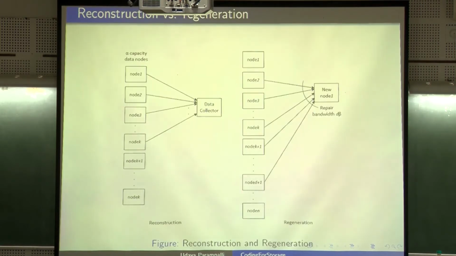So this is the kind of figure. You have nodes with capacity alpha, up to node k, then node k plus 1 up to node n. This is the data collector, which collects k of them and recreates the file. In the case of regeneration, one of the nodes has failed, and the new node has to contact d of them. So this is the repair degree that is used here. These are the two parameters we use.